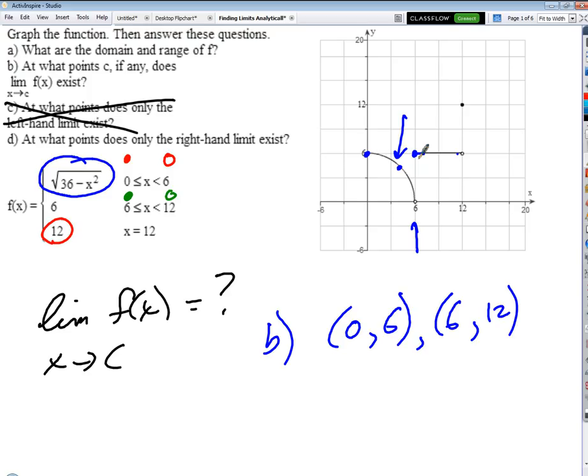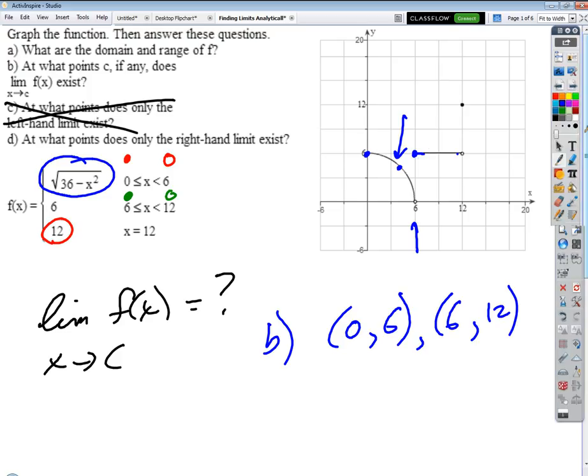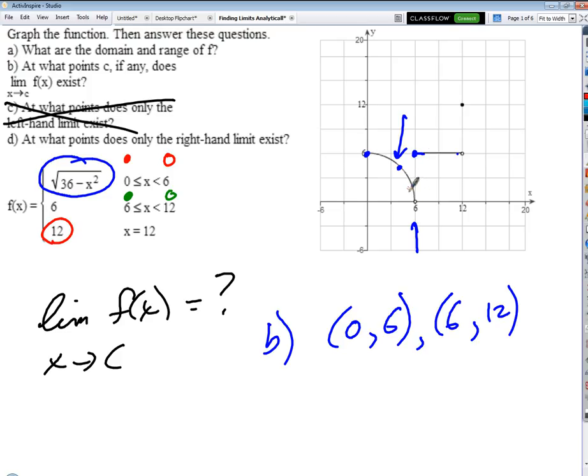You're correct. Wait, why did you split them up? Why can't it be just 0 to 12? Why did you split it, 0 to 6 and then 6 to 12? Why isn't it just 0 to 12? Because right here, we've got a break in the function, okay? And so the limit, where are the 3 places again where limits don't exist?